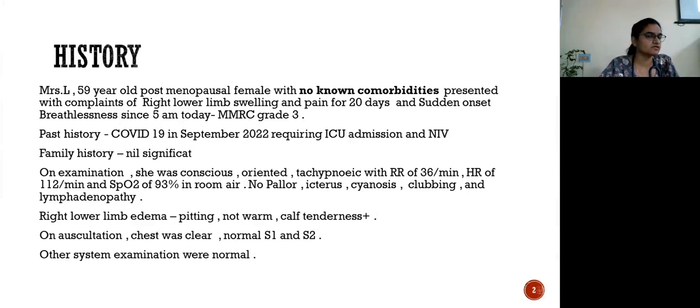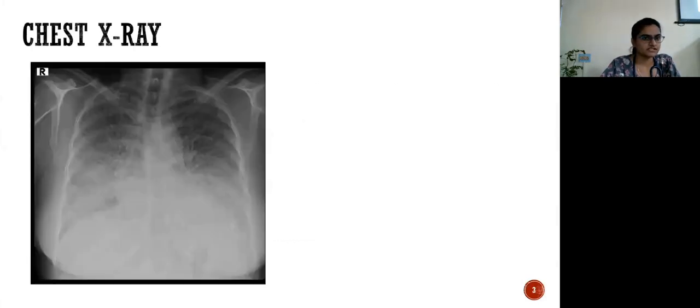Local examination wise, she had a right lower limb pitting type of pedal edema, which was not warm, and there was calf tenderness. Auscultation wise, chest was clear, normal S1 and S2, and other systemic examination was normal. So clinically, she presented with a right lower limb swelling and a sudden onset breathlessness with no previous comorbidities, and vitally she had tachypnea, tachycardia, and the chest was clear. So her chest X-ray showed a picture like this.